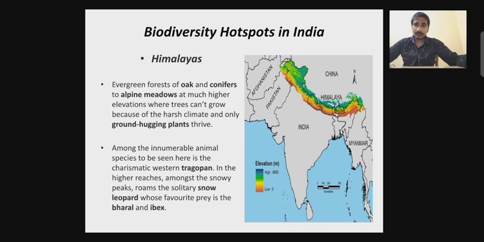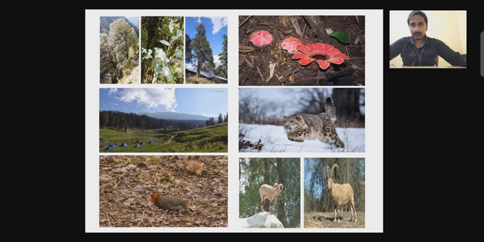Among the innumerable animal species to be seen here is the charismatic western tragopan. In the higher reaches amongst the snowy peaks roams the solitary snow leopard. Sometimes the snow leopard can also be seen roaming among the higher reaches. The favorite prey of this snow leopard can also be seen, that is the blue sheep and the ibex. Here you can see the pictorial representation of different species which are found mostly in the Himalayan region.